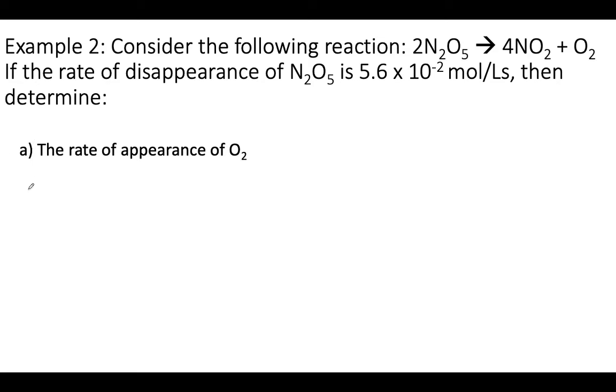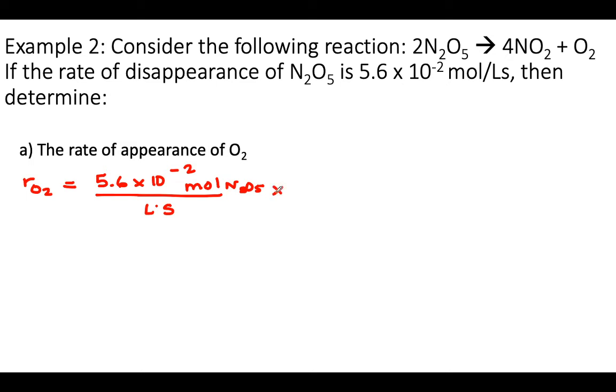So I can use my stoichiometric ratios and the rate that I'm actually given. So I'm given the rate of disappearance of N2O5, and I can use that to find the rate of O2. So let's start out by writing out rate of O2, that's what I'm trying to find, is equal to, and I always have to start off with the value that I'm actually given. And in this case, that is 5.6 times 10 to the negative 2 moles per liter times second. Now, when I'm referring to moles here, I'm talking about moles of N2O5. And if I'm looking at the rate of O2, I need to convert this value of moles to moles of O2. How do I do that?